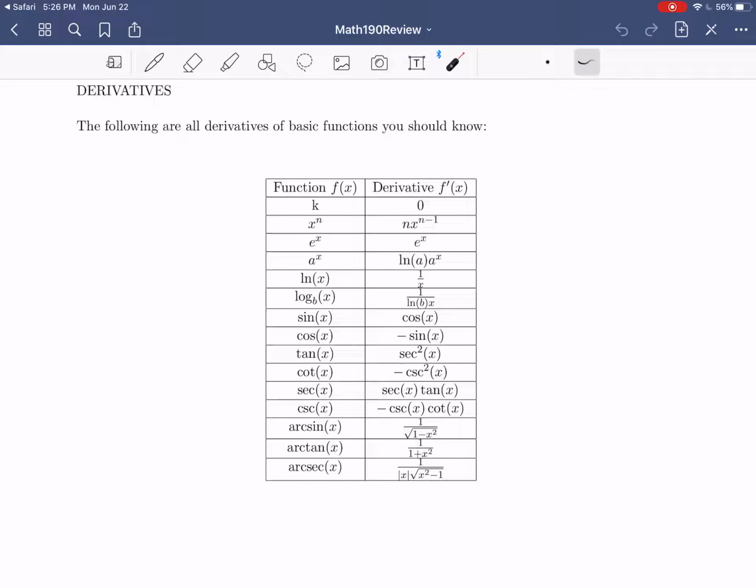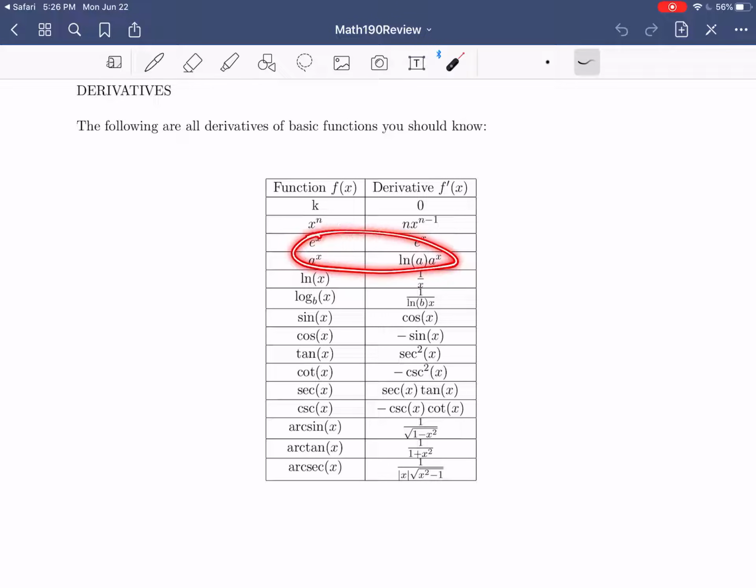This also takes care of some radical situations, things like the square root of x. Square root of x can be thought about as x to the 1/2, so you can use this rule there. So really, this handles x to any exponent. If you have x to an exponent, you can use this rule, nx to the n minus 1, as the derivative.